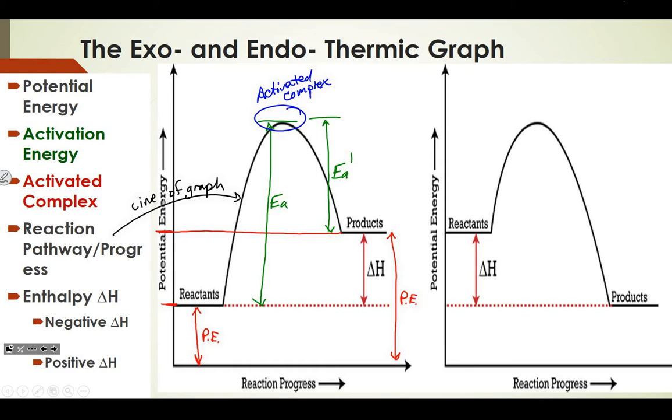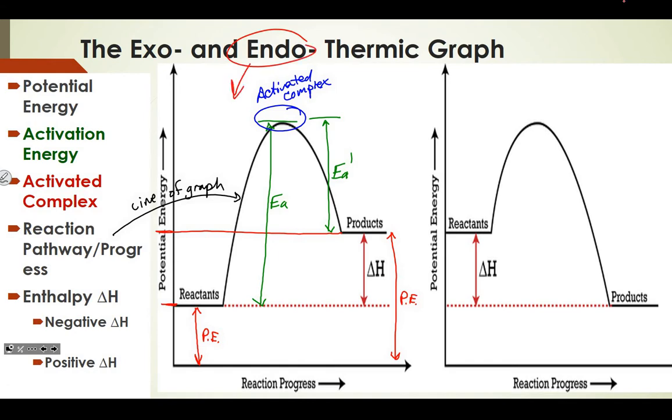Good. Do you remember which one was which? Okay, if you listen to the words endo and exo. So endo, I'm putting in energy, and exo, I'm taking out energy. So here's my reactants, here's my products. Did I put in energy or take out energy? I put in energy. So this one is the endothermic graph right here.